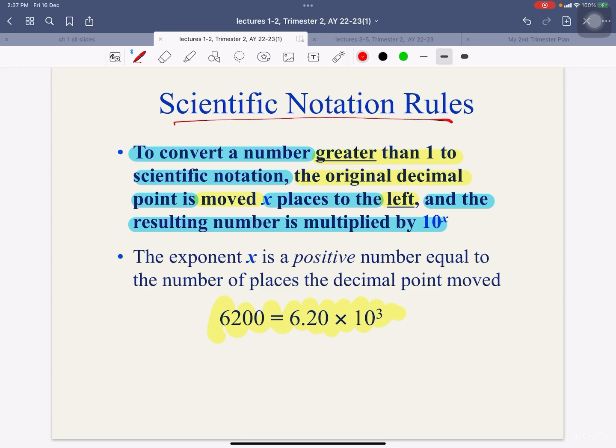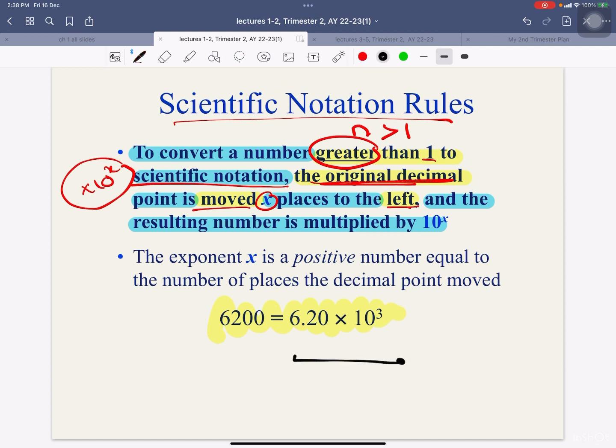Scientific notation rules: here we take this in a much more organized way. So here, to convert a number greater than 1 to scientific notation, which is a multiple of 10 to the power of x, the original decimal point is moved x places to the left. So the decimal point will go from here to the left, and the resulting number is multiplied by 10. Here this number is greater than 1, so the decimal point will go to the left. So 1, 2, 3, 6.2 times 10 to the power of 3, because it is greater than 1, so the power will be positive. It's what we got here.